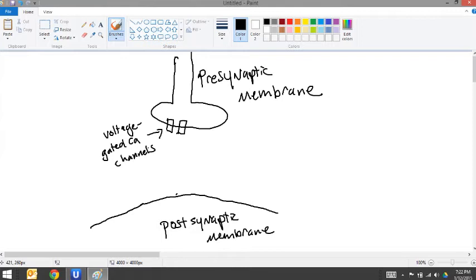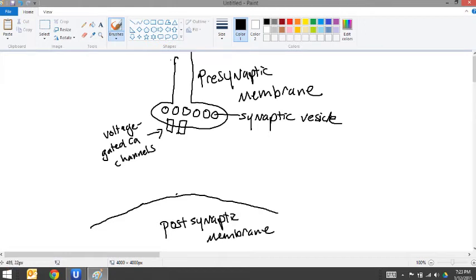Alright, and you also have, remember in the presynaptic membrane, you have these vesicles that are filled with neurotransmitters. So, synaptic vesicle. You get the idea. So, what happens with an action potential, and how does that cause a release of neurotransmitters?